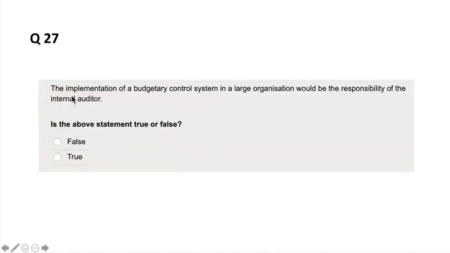Question 27. The implementation of a budgetary control system in a large organization would be the responsibility of the internal auditor. So you have to know what the internal auditor does. Does the internal auditor deal with the budgetary control system? Does the internal auditor implement it? The answer is no, because the internal auditor is there to safeguard the assets and check things in the company, check the controls. They don't implement the budgetary control system. So, of course, the answer is false, and it's very important for you to study the role of the internal auditor.